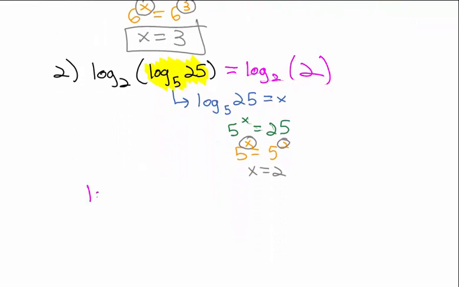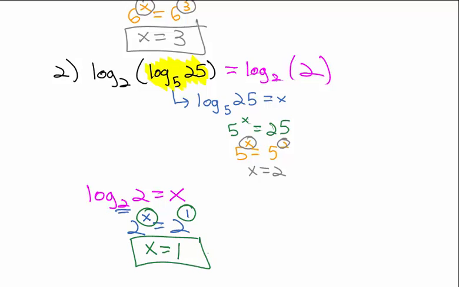So maybe we should say log base 2 of 2 equals x, and do it again. The base of 2 to the x equals 2. Well, make those exponents equal to each other, 1 equals x, x equals 1. So log base 2 of log base 5 of 25 must equal 1.